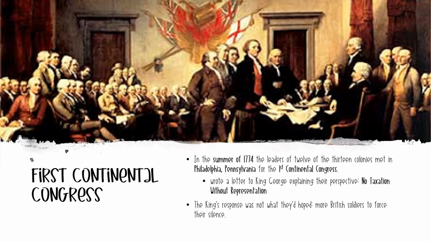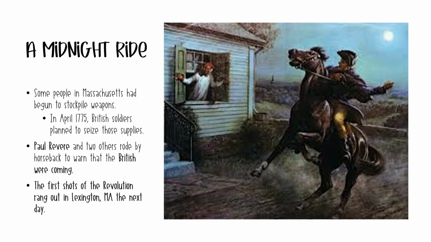In order to try and achieve peace, leaders from all of the colonies except for Georgia met in Philadelphia in the summer of 1774. There, they wrote a letter to King George explaining their position, hoping for understanding on his part. Instead, the king sent more soldiers to force their silence. When it became clear to the colonies that there would be no agreement, some people in Massachusetts began to stockpile weapons for the impending war.